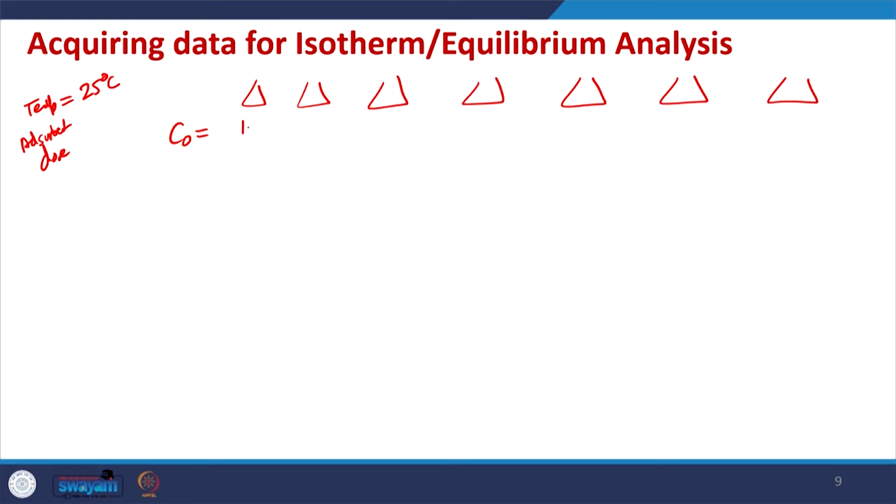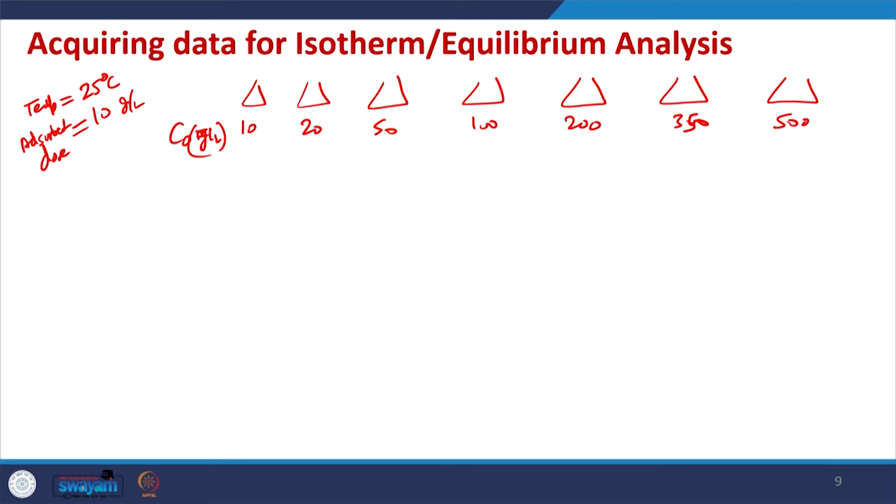So, like starting from 10 milligram per liter, 20, 50, 100, 200, 350 maybe, 500, everything is in milligram per liter. Now, the adsorbent dose we fix, suppose 10 gram per liter. So, each will be having 10 gram per liter.